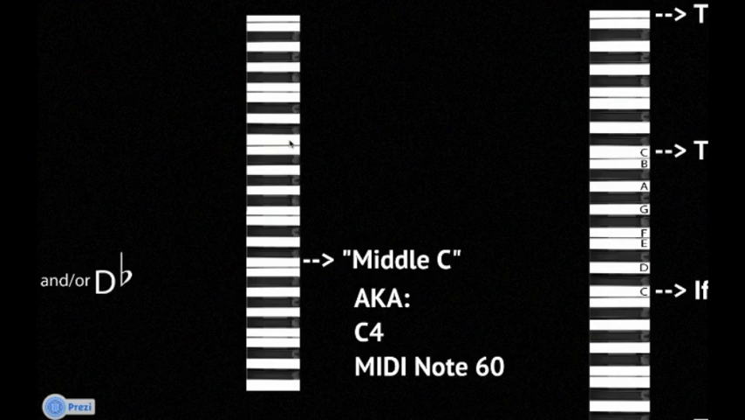Okay, so middle C is also called C4. This labeling has nothing to do with MIDI. I've seen a lot of people get confused by that. C4, C5, like we saw earlier when we were looking at the, actually, let's just jump back there really quick.